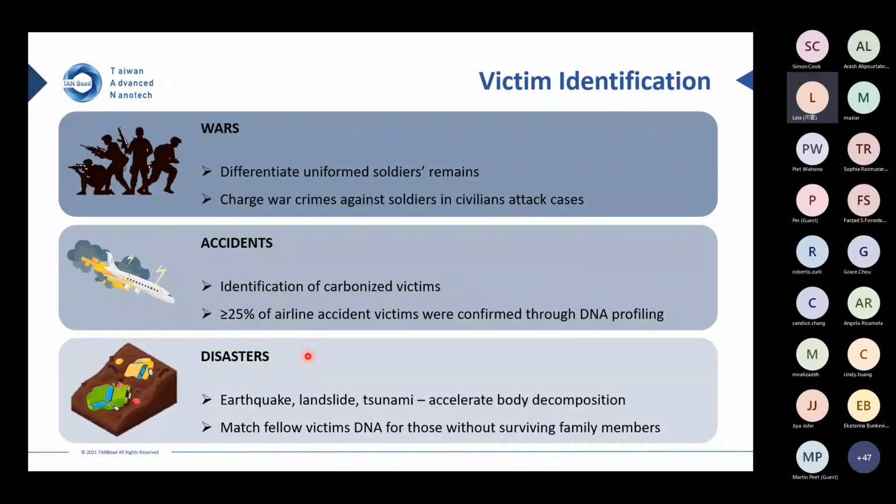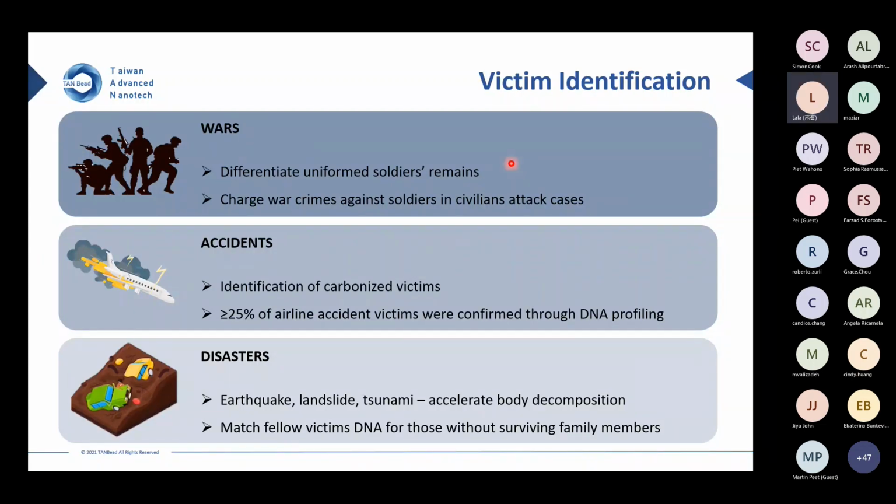In the second category, victim identification, we might be looking at victims of wars. It might be soldiers who are not recognizable by other means. So probably we'll be looking at remains like just an arm or just a leg of uniformed soldiers, and that's when we really need forensic science. Or in another case, we might be looking at civilians who were attacked by soldiers. Even in war situations, soldiers are not supposed to attack civilians, and they might be charged for war crimes.